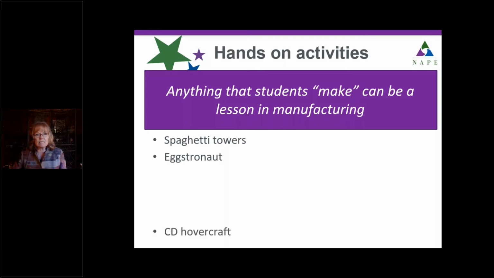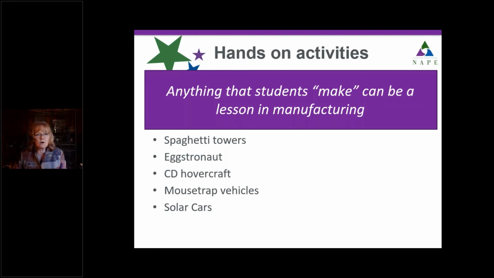Other standard STEM activities can be looked at from a manufacturing lens. So things like CD hovercraft or mousetrap vehicles or solar cars, all these car or racer activities can be dissected and looked at from a manufacturing standpoint. There is an Introduction to Manufacturing Teacher's Guide that I'll be referencing here shortly, and there are a really good couple of racer activities in there. They look at how they're made, what parts go into it, is the assembly repeatable?